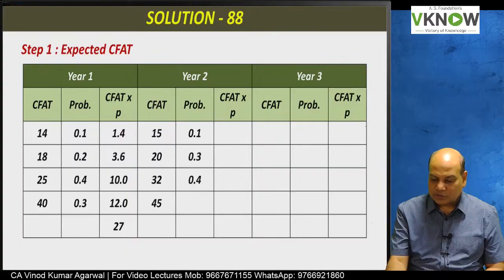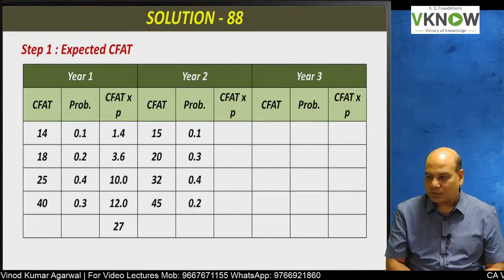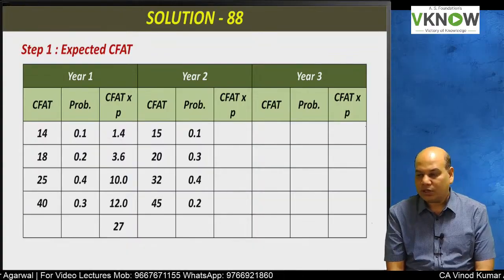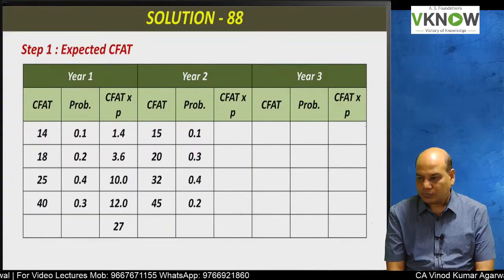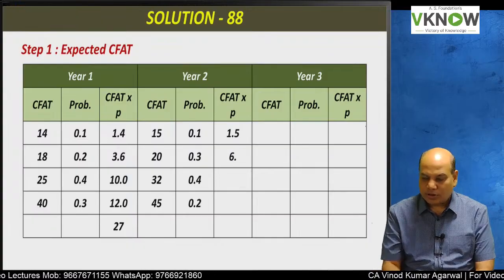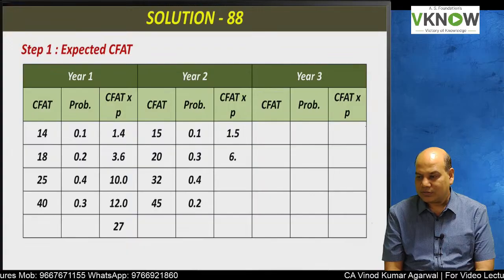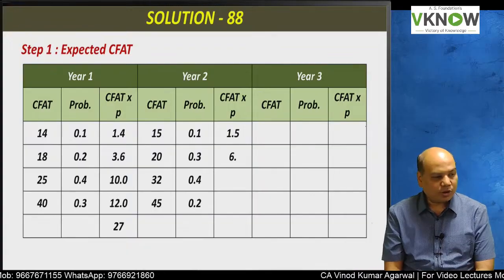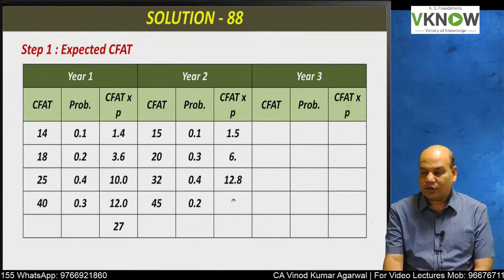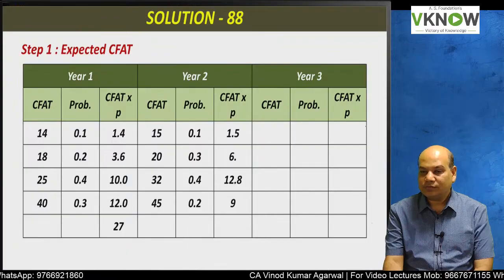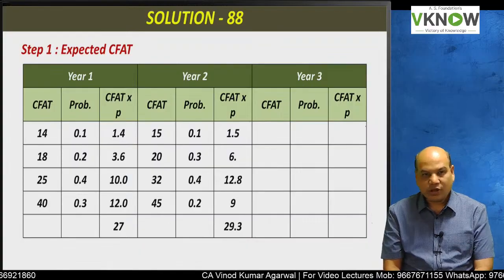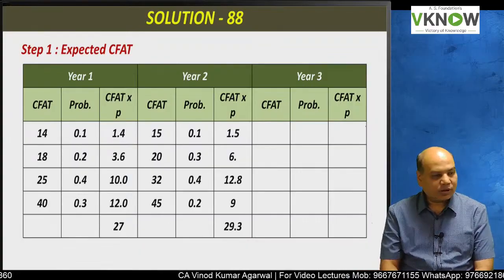Probability of second year cash flows. Again, please copy from the question book. Now you multiply the two. 15 into 0.1 equal to, memory plus. 20 into 0.3 equal to, memory plus, 6. 32 into 0.4 equal to, memory plus, 12.8. 45 into 0.2, 9. Take the total, 29.3. Very good.